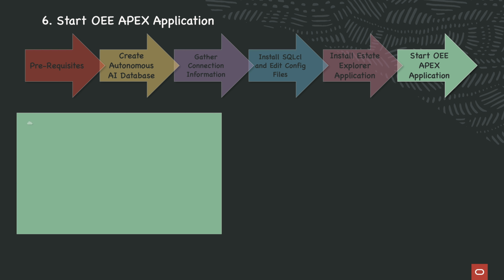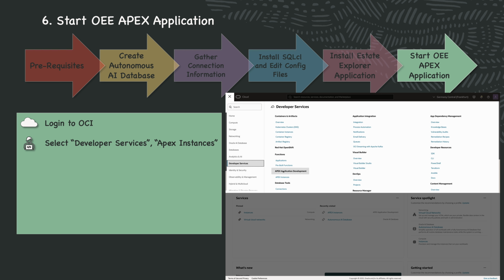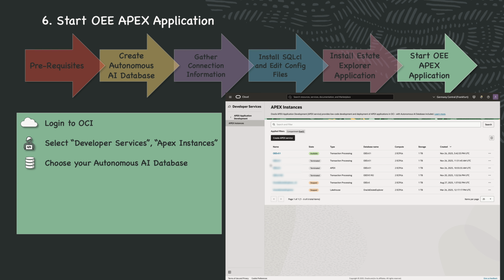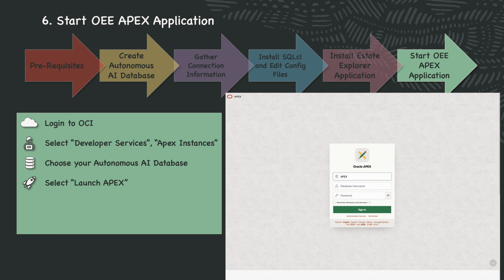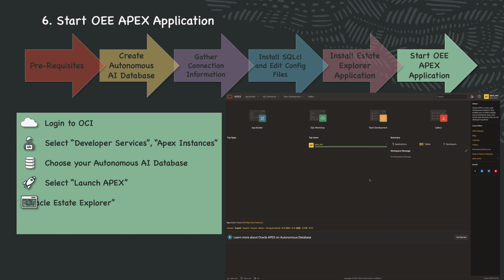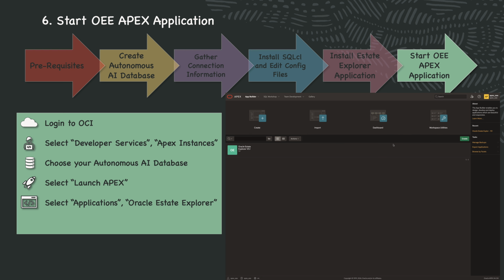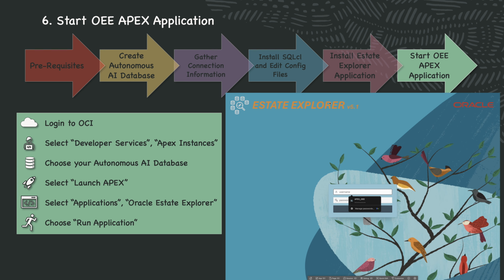To start the application, firstly log on to OCI, then select Developer Services and then APEX Instances. Choose your Autonomous AI Database and then press the Launch APEX button and log in with the details that you chose earlier. Select Applications to give you a view of the applications that have been created, and the Oracle Estate Explorer will be visible. Select that and then choose Run Application, and now you're ready to begin exploring your database estate.